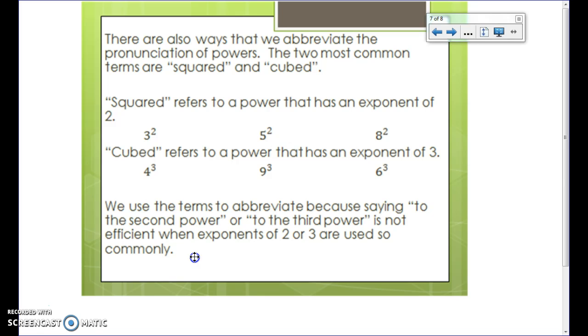And then there are two abbreviations that you need to be familiar with, because I have used these so much that I say them and forget that you might not know what they mean. If you see a power with an exponent of 2, instead of saying 3 to the 2nd power or 5 to the 2nd power or 8 to the 2nd power, there's an abbreviation for that as well. So you'll learn that powers are just abbreviations. There are abbreviations everywhere. When I say squared, you need to automatically think in your head, to the 2nd power.